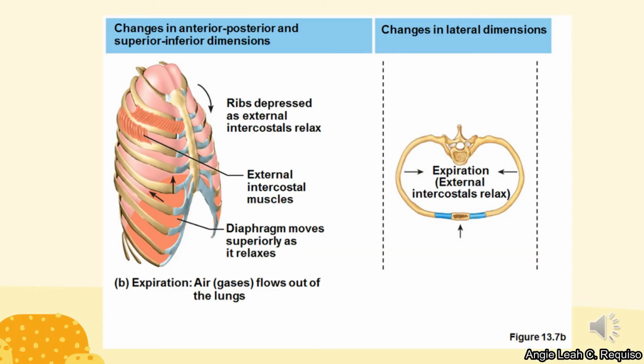Here is the visual presentation of expiration. Air flows out of the lungs. So here are the changes in anterior to posterior and superior to inferior dimensions. During expiration, ribs are depressed as external intercostals relax. So here are the external intercostal muscles. And during expiration, the diaphragm moves superiorly as it relaxes. In changes in lateral dimensions, here is the expiration while the external intercostals relax.